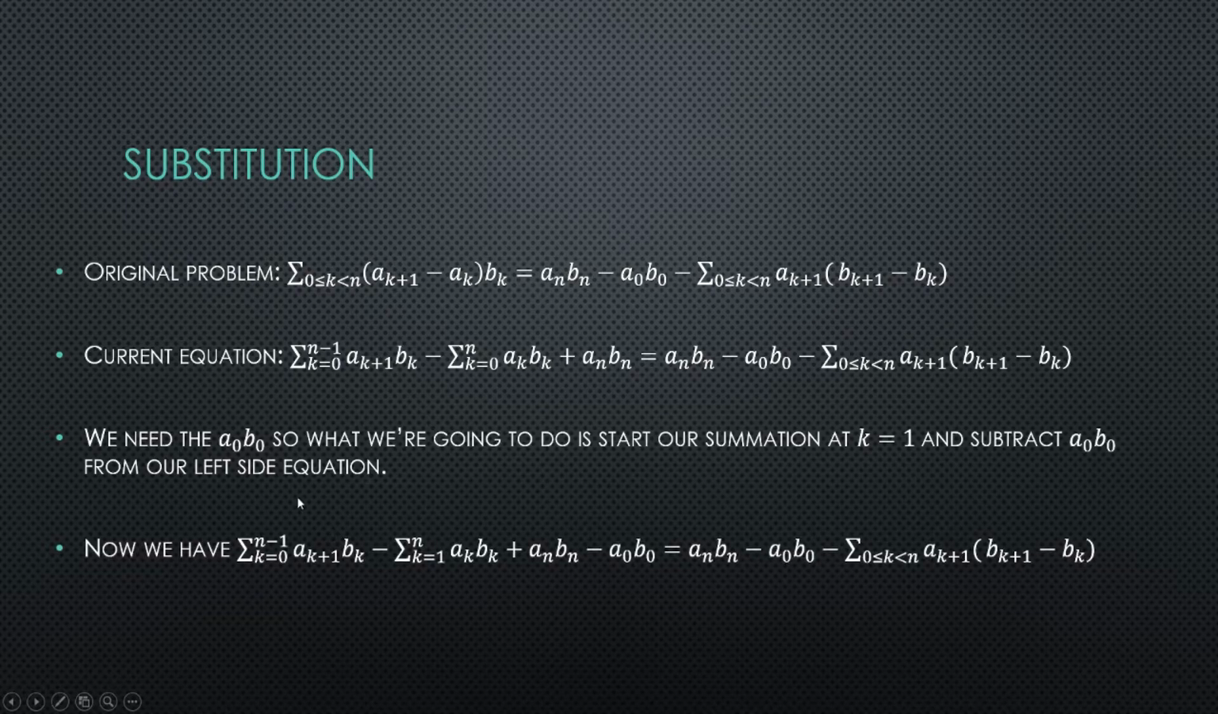And when we do that, we will get this equation right here: the summation of a sub k b sub k plus a sub n b sub n minus a sub 0 b sub 0. As you can see, we're, I guess you could say, 2/3 of the way done. We have 2 of the 3 terms. However, this last term will take a little bit more time.